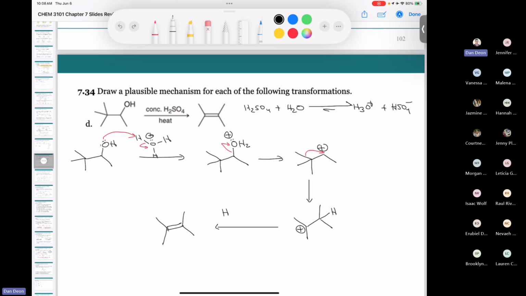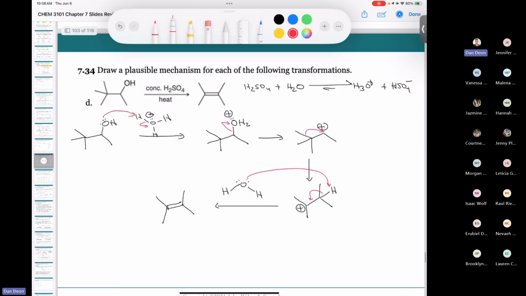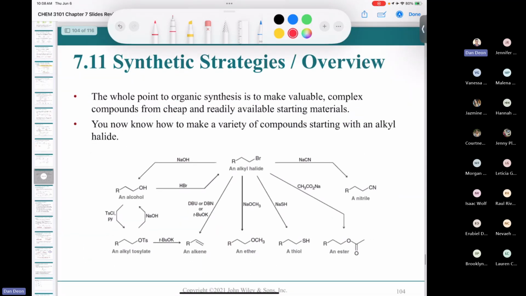I formed water in the first step when that lost a proton. So a water molecule is going to come along and it's going to pick up this proton, and we're going to form the double bond like that. And that gives us the alkene. So there you have it, a couple of mechanisms for you. So what's our synthetic strategy? If you're sitting there in your chair at home and you're wondering, what's the purpose of all of this?